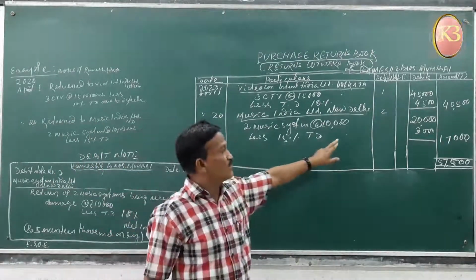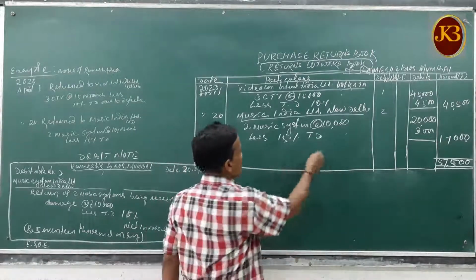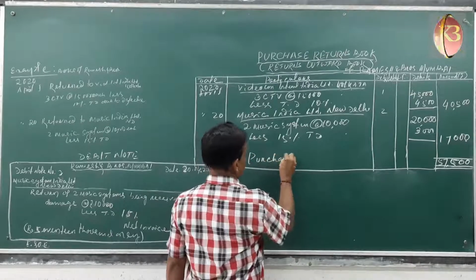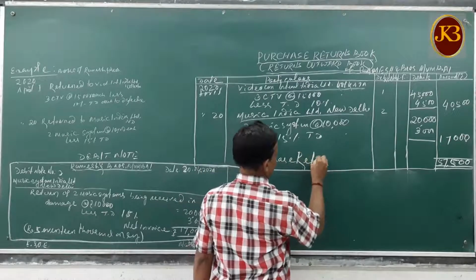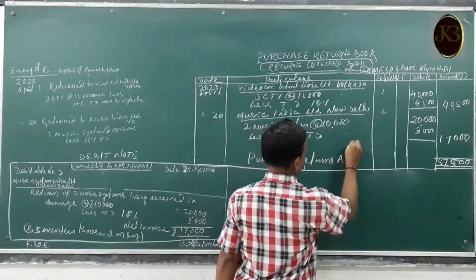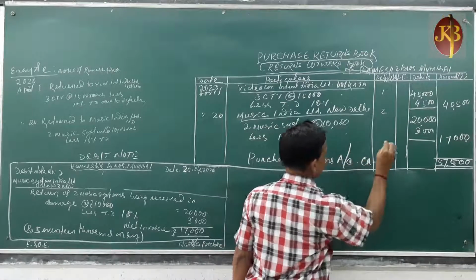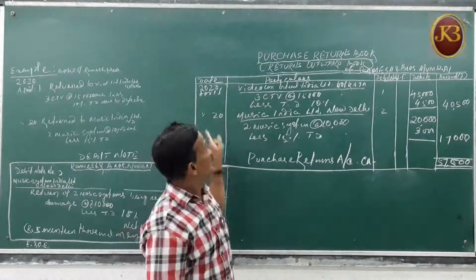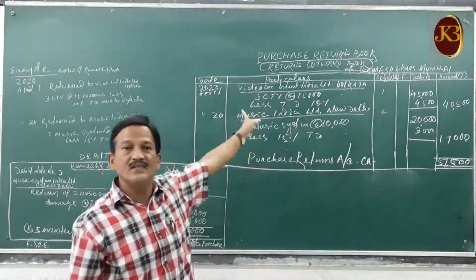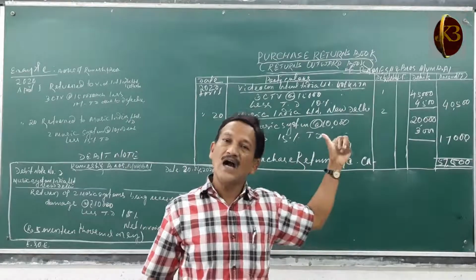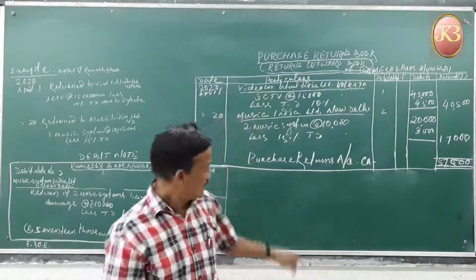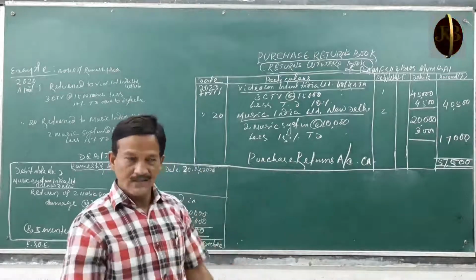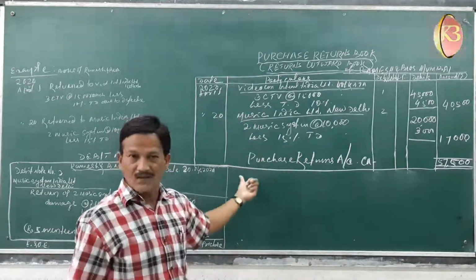Then less 15% discount. So the total amount is 57,500, and the purchase returns account is credited. So this is how the purchase returns book or the return outward book is to be prepared. So this is the way you will prepare it, and practice it. As you practice, you will get the knowledge.